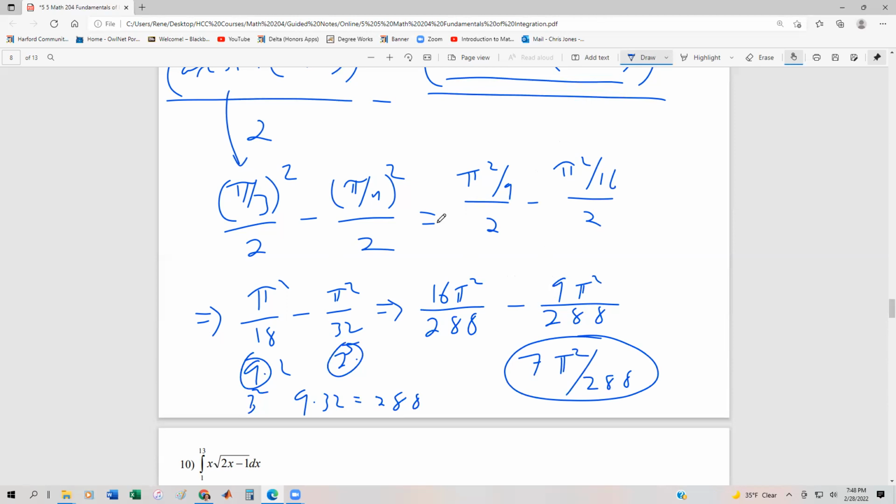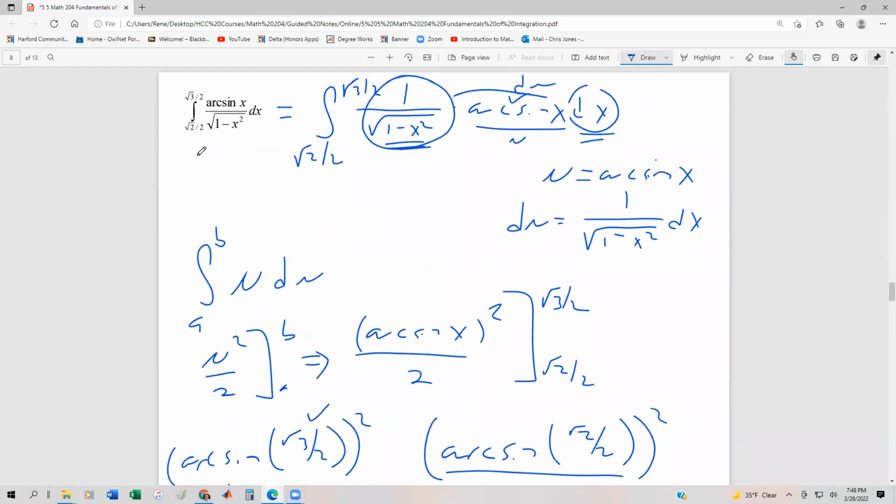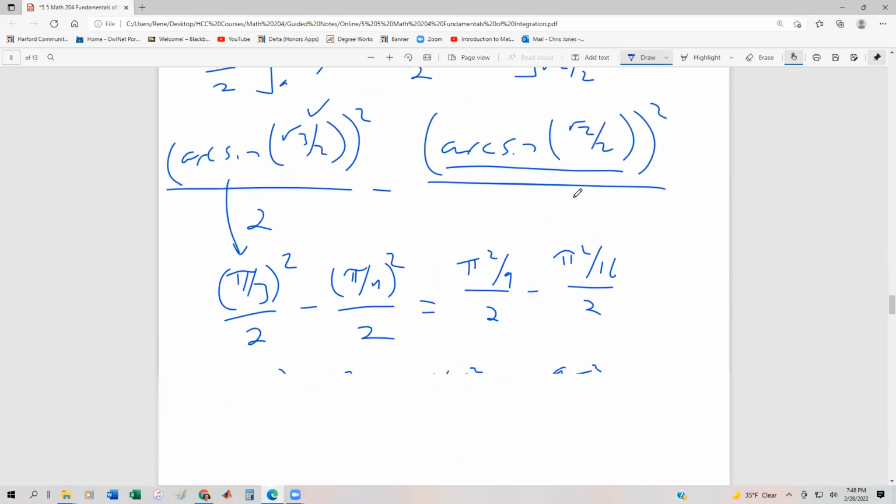Hopefully this helped you guys to be able to work with some of these trig integrals, especially since they have definite integrals on them, to be able to not only evaluate by doing a u-substitution, but also by being able to plug in the bounds for this.